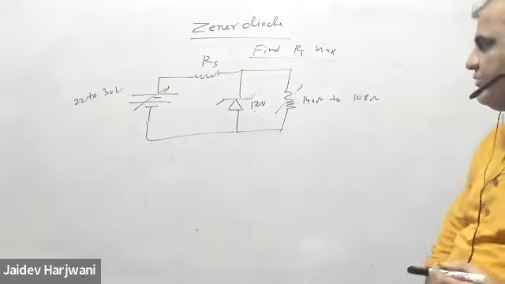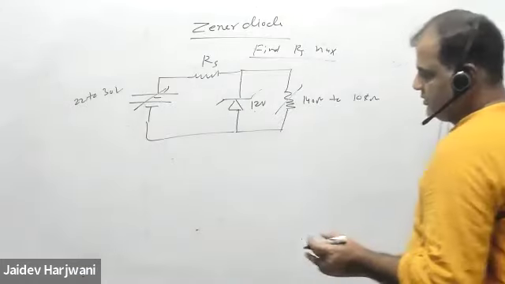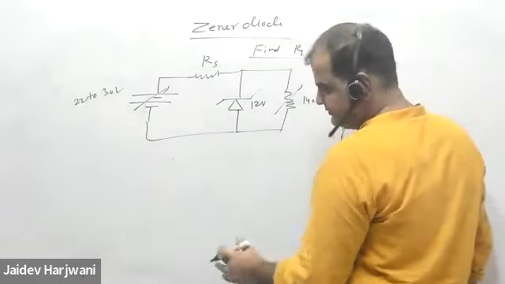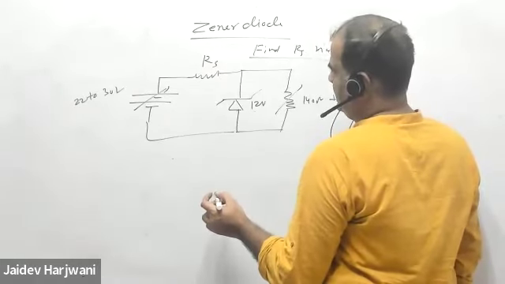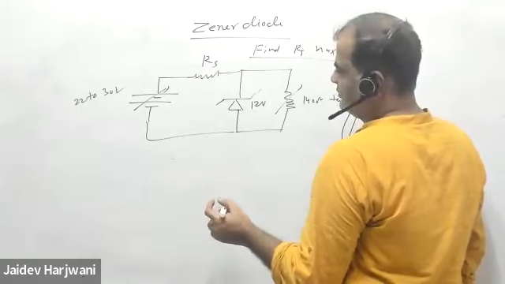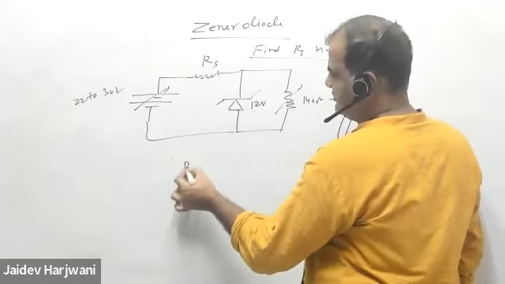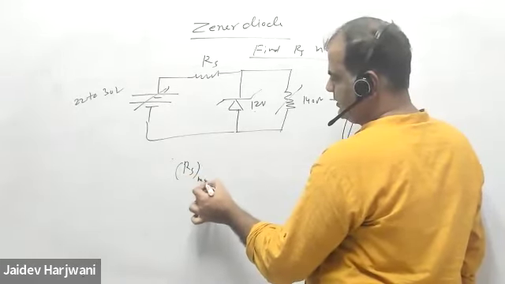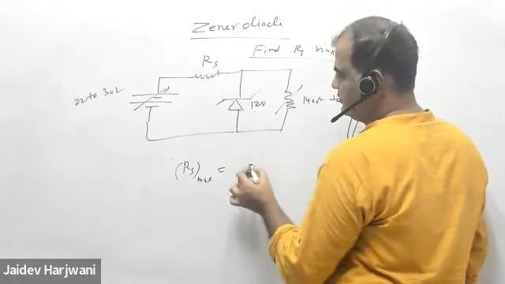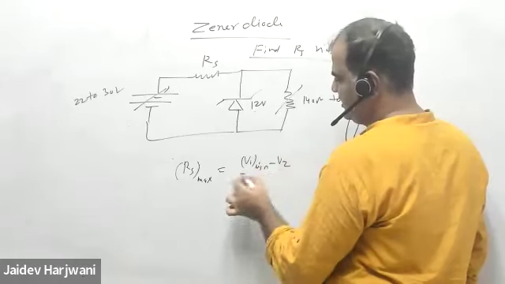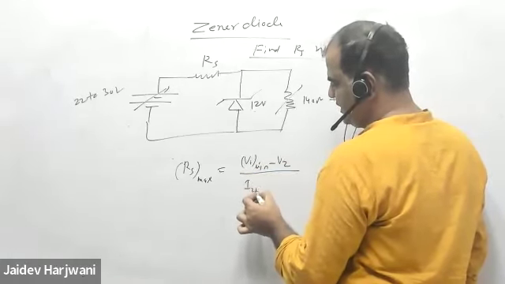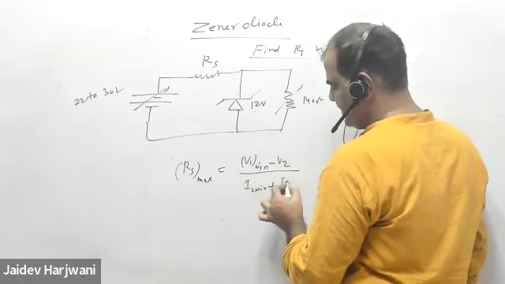Again, IZ minimum is not given, so you can put it 0. So less than that one will be. So now what I can find? I can find now VRS max is equal to VI minimum minus VZ upon IZ minimum plus IL max.